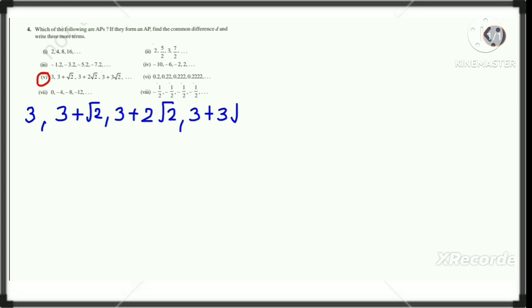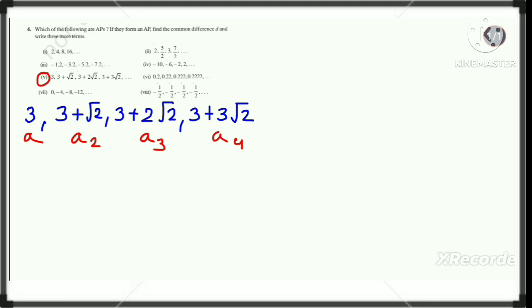Now question number 5, and here the sequence of numbers is 3, 3 plus root over 2, 3 plus 2 root over 2, 3 plus 3 root over 2, and here this is a and this is a2 and this is a3 and this is a4. Okay, now we have to check if this is an AP or not.